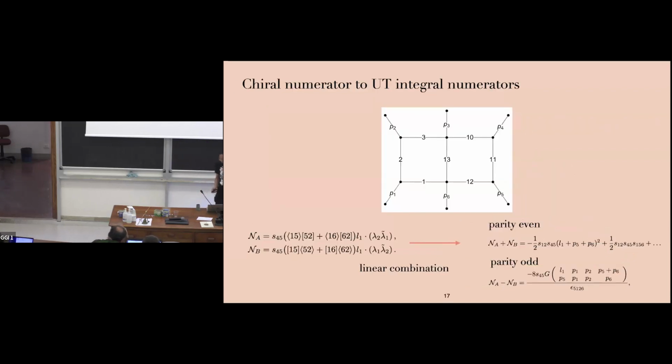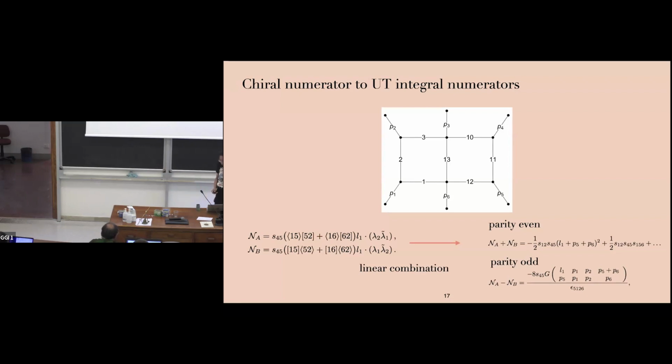So this experience is not a theorem. Our experience is that if you just use one chiral numerator, here is a chiral numerator, where L1 is the loop momentum and this is a mixture of P1 and P2, this kind of Mason's vector. NA and NB are two chiral numerators of opposite helicity. Our experience is that if you take this kind of linear combination, then it is usually UT. We didn't find any counterexample.